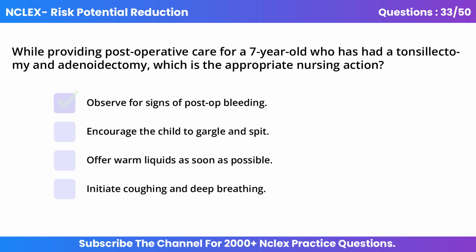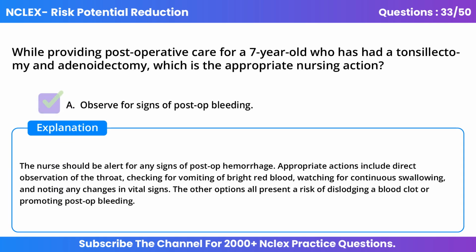A. Observe for signs of post-op bleeding. The nurse should be alert for any signs of post-op hemorrhage. Appropriate actions include direct observation of the throat, checking for vomiting of bright red blood, watching for continuous swallowing, and noting any changes in vital signs. The other options all present a risk of dislodging a blood clot or promoting post-op bleeding.